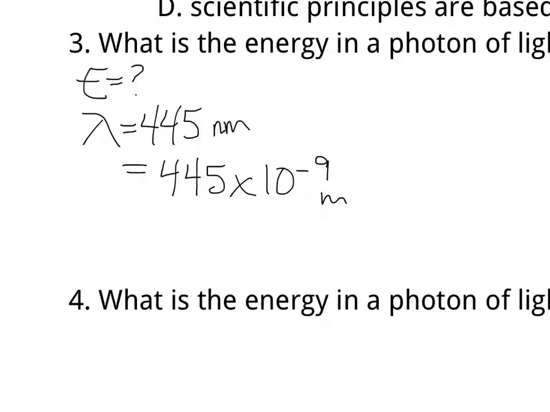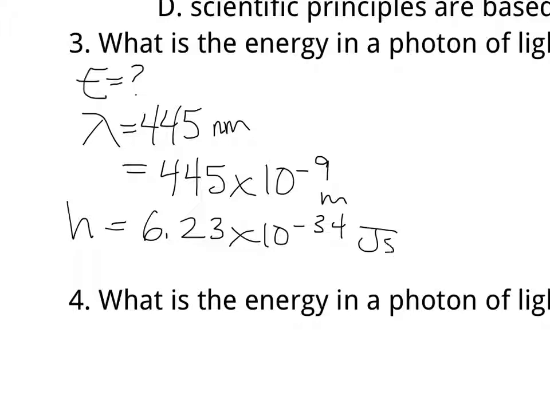And of course, we still have Planck's constant, always 6.23 times 10 to the minus 34. The unit here is joule seconds. And because we've got a wavelength, it also may help us to write down the velocity of light, 3 times 10 to the 8th meters per second.